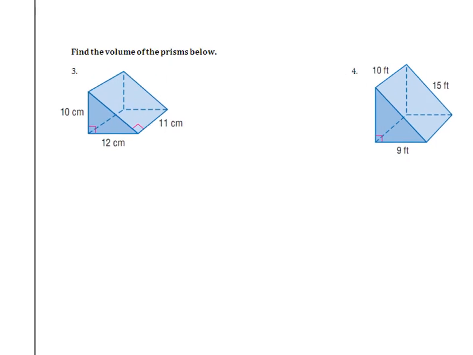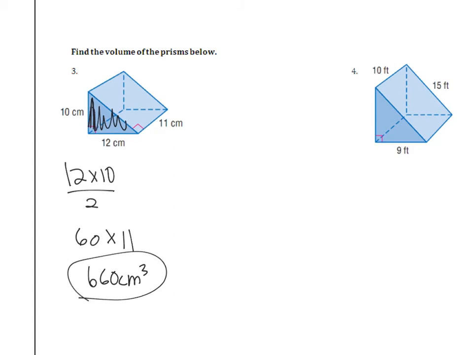So if I look, find the volume here. My base is going to be this triangle. So I'm going to take 12 times 10 divided by 2. So that's going to be 60 times 11. So my volume is going to be 660 centimeters cubed.